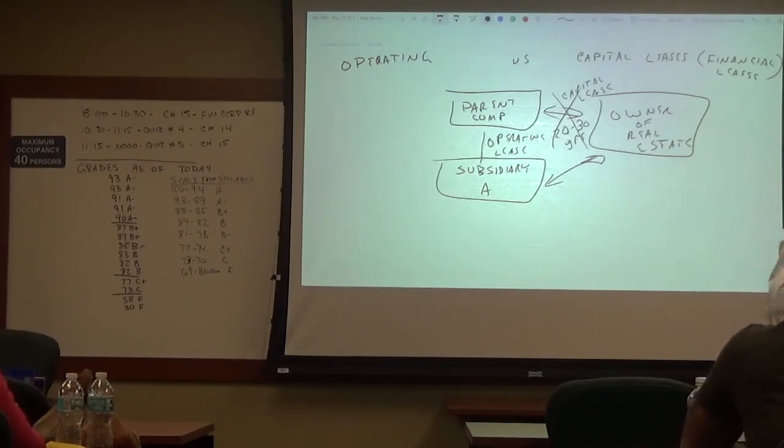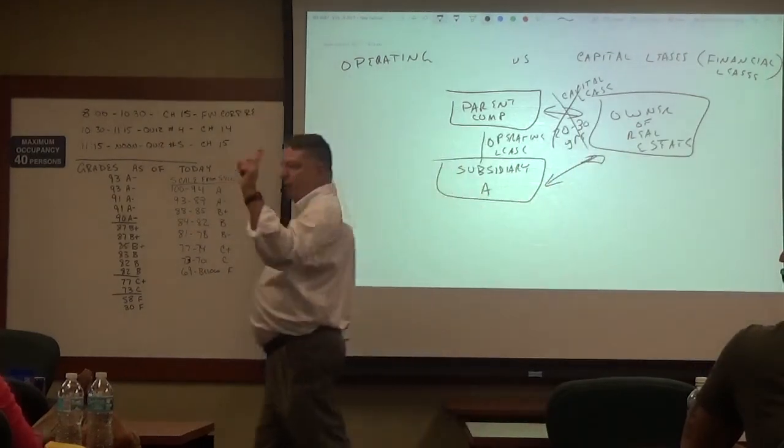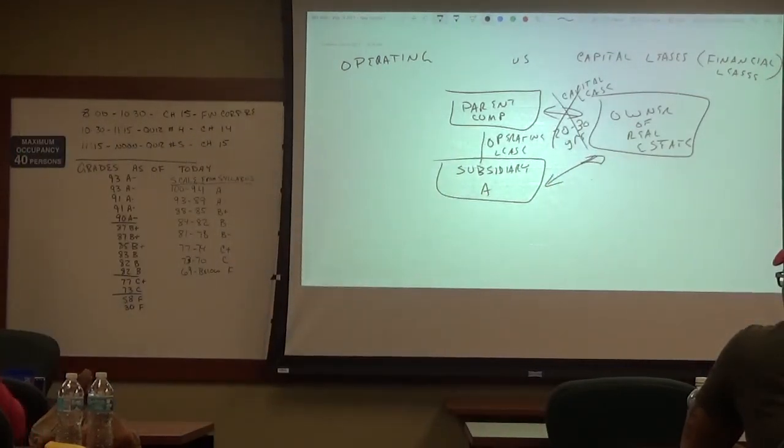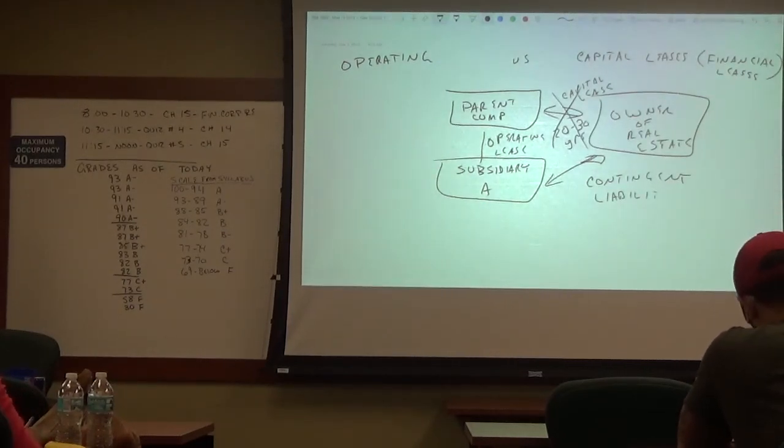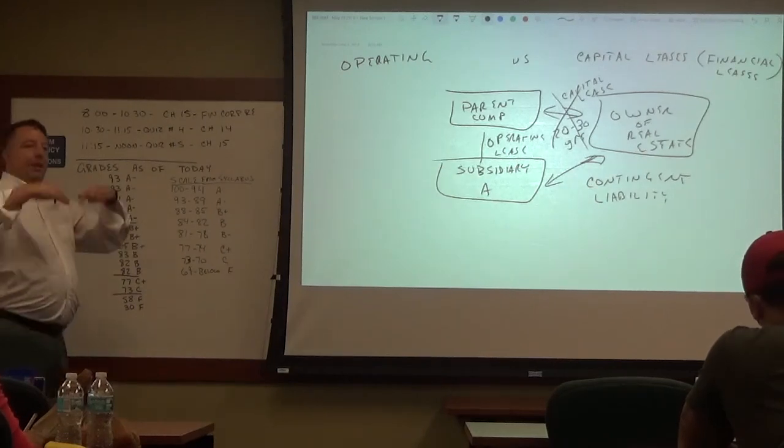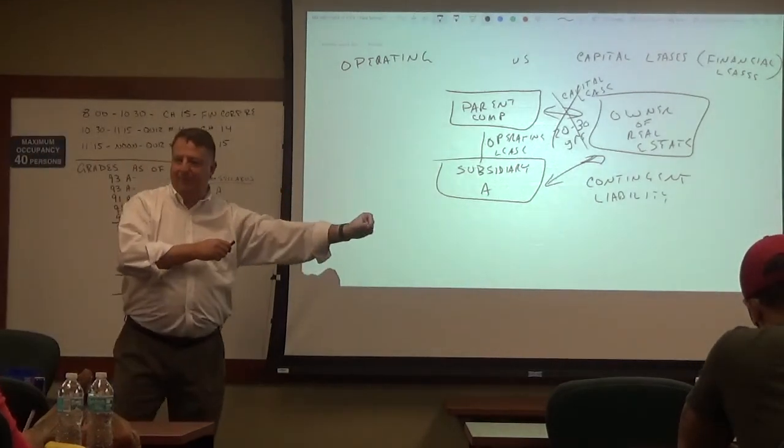I think now. And I think another word for it before I forget, contingent liability was the word. Contingent meaning it could happen, but may not happen.